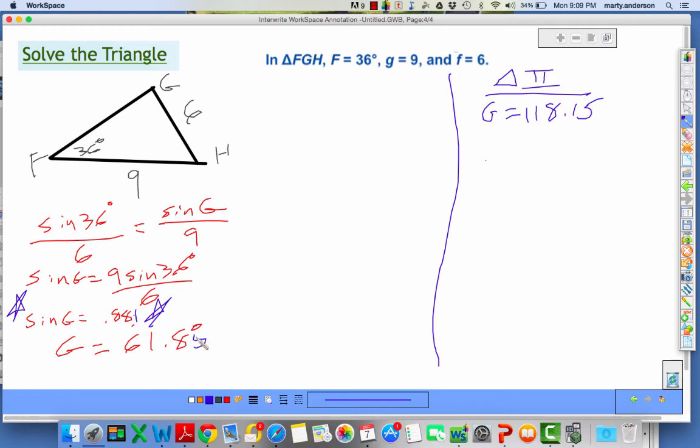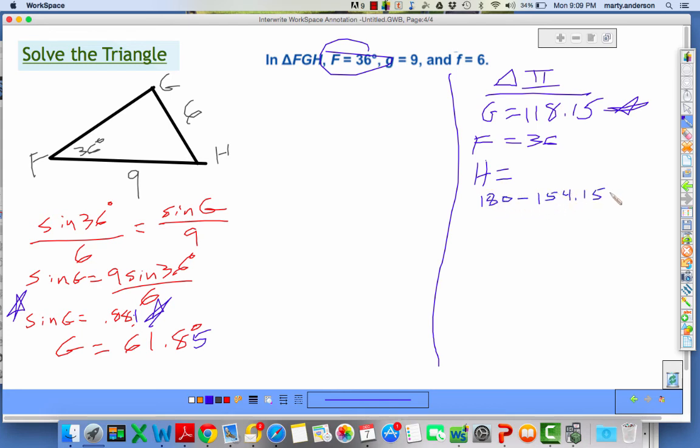This was 8.5. Let's go with it. Okay, so this is where you ask yourself, can I have a triangle that has a 118.15 and a 36? And if I add those two things together, I get 154.15, which means H is whatever 180 minus those two things.